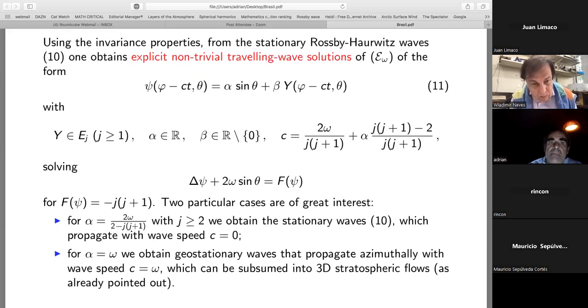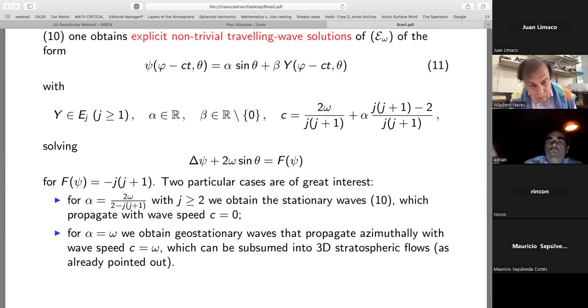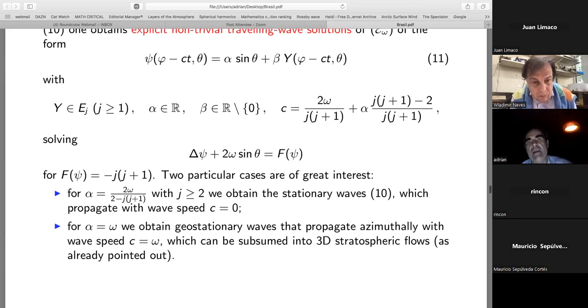So how do these look? These are for a fixed sphere. For a rotating sphere, this is how they look. So they are traveling waves, and there are waves that propagate at speed c. The speeds that are interesting are c and omega. And these are the formulas.